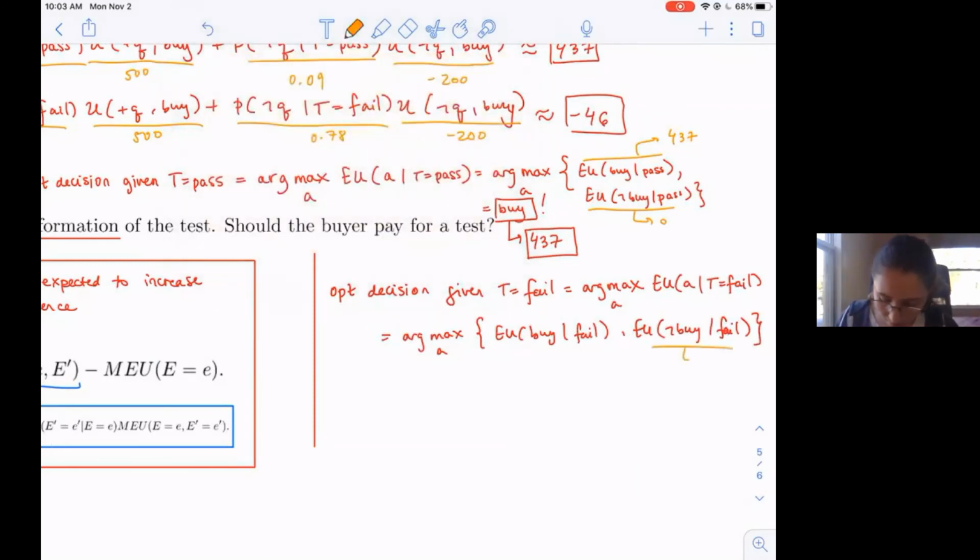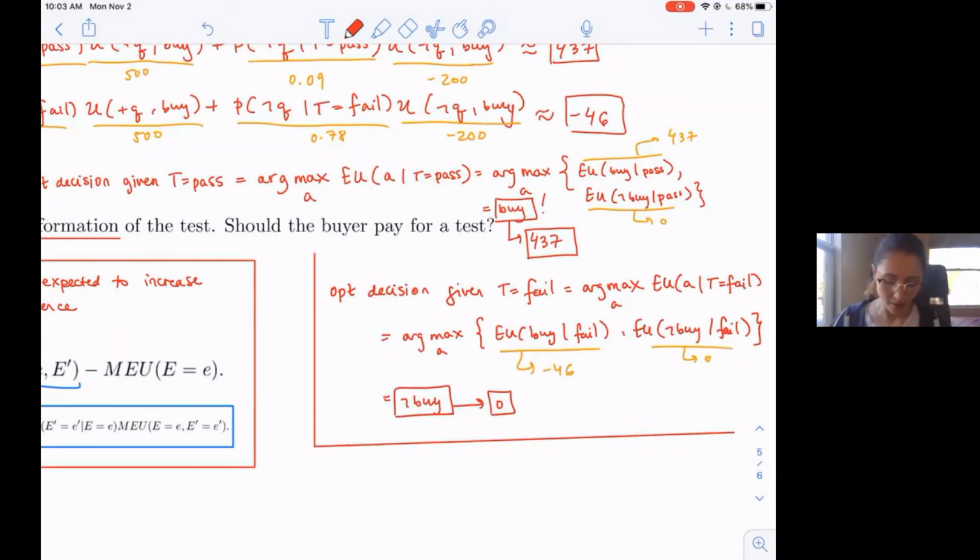We know that not buying gives us an expected utility of 0, but even worse, if I do buy and my car is failing the test, I'm going to get an expected utility of minus 46. So the max between these two will tell me, hey, in this case, you should not buy. And this will give you an expected utility of 0, which is better than minus 46. Awesome. Let's look at the very last question now.